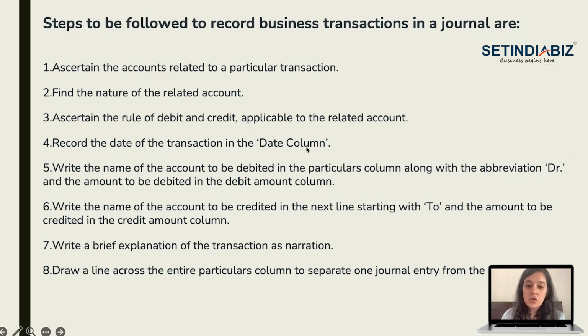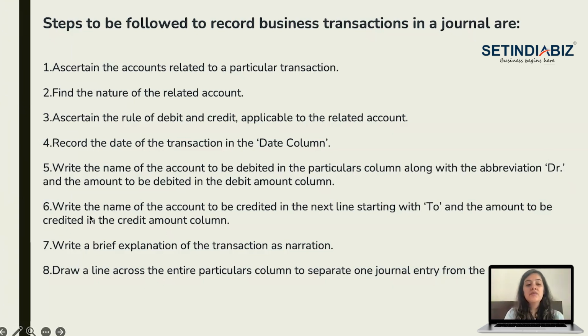Record the date of the transaction in the date column. Write the name of the account to be debited in the particulars column along with the abbreviation Dr and the amount to be debited in the debit amount column. So first we will ascertain the accounts. Then we will find the nature of related accounts. Then we will follow the rule of debit and credit. Then we will write the date in the date column, right? The date on which the transaction has occurred. Then we will write the debit entry. And whenever we are writing the debit entry, in the end we summarize it with capital D and small r. This is the abbreviation we use for the debit.